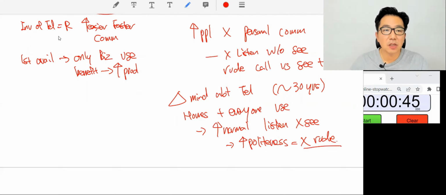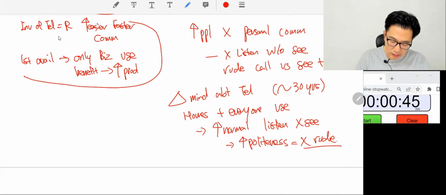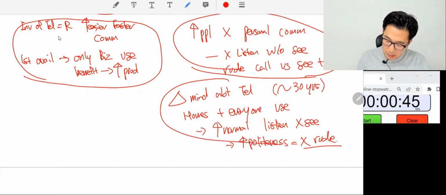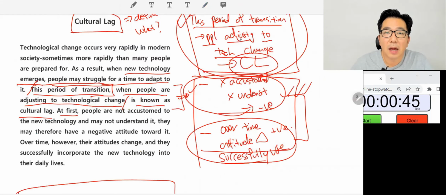Okay, so let's look at the listening passage. So this is my one or two sentence introduction. And this is my body one. And this is my body two. And as I said, the reading defines what cultural lag is, to help you understand it. But the detail is, at first, they have a negative attitude towards the new technology because they don't understand it, they're not used to it, okay? And then over time, gradually, their attitude changes because it becomes part of their life. It gets incorporated into their lives, right? Exactly the same, right? So the reading is a very strong guide.